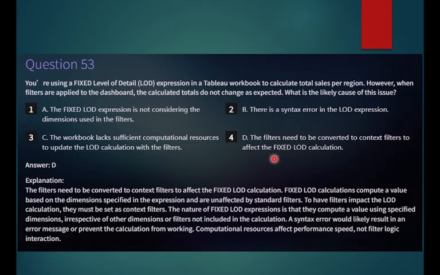So here option D is correct. The filter needs to be converted to a context filter to affect the fixed level of detail calculation. Fixed LOD calculations compute a value based on the dimensions specified in the expression and are unaffected by standard filters. To have filters impact the LOD calculation, they must be context filters. The nature of a fixed LOD expression is that it computes just after the context filter. That's why option D is correct.